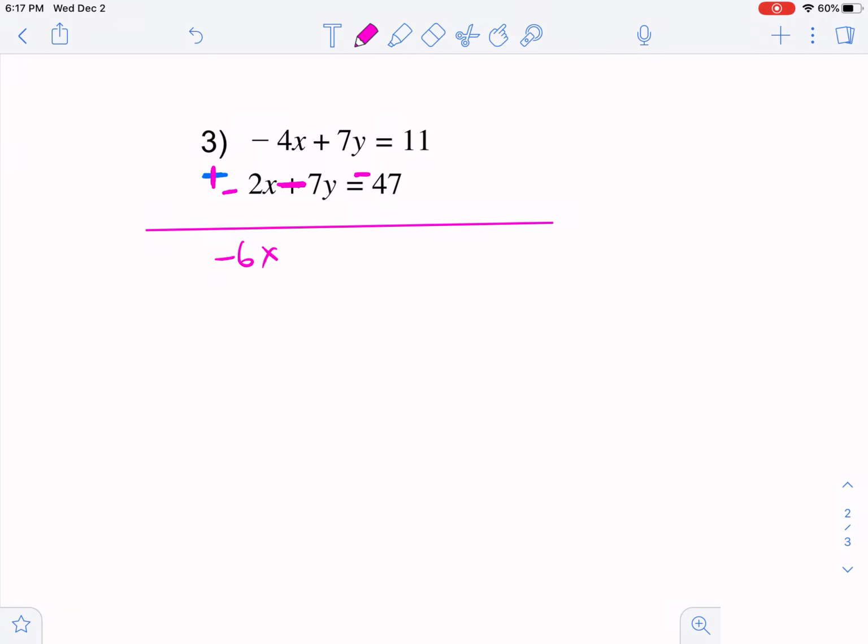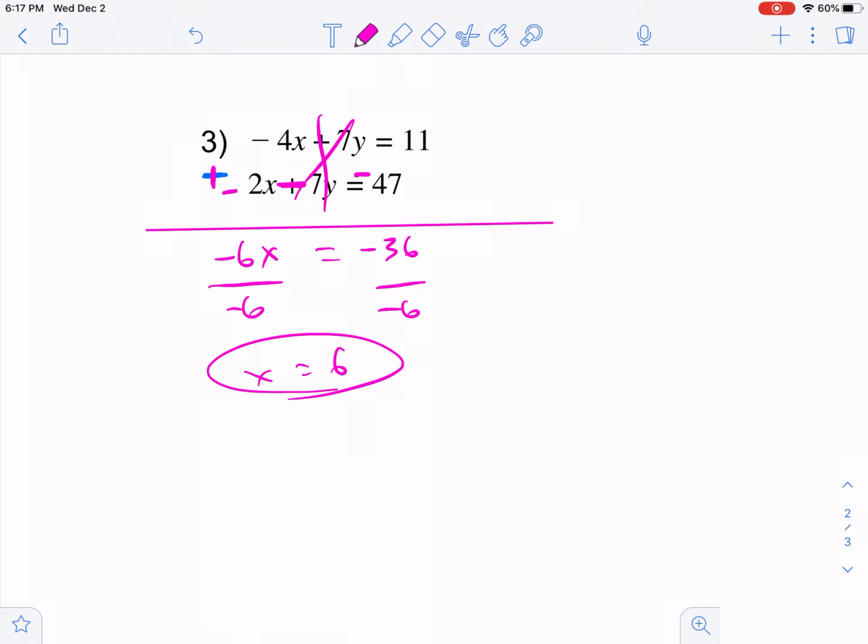I've got a 7y. I'm going to add to it a negative 7y. They cross out. I've got 11 minus 47. That is a negative 36. Divided by negative 6, and I get x equals 6. What am I going to do? I'm going to plug it into an equation. Paste.